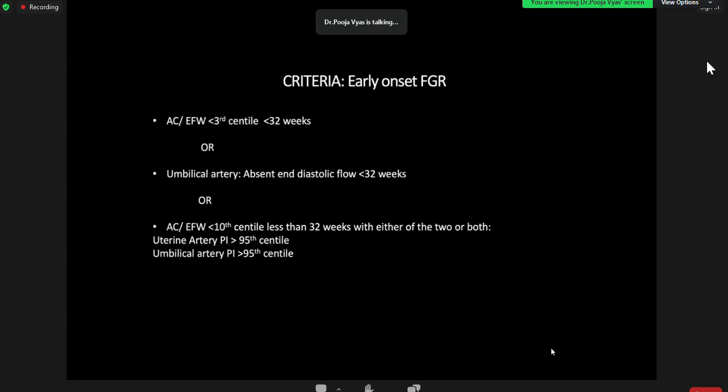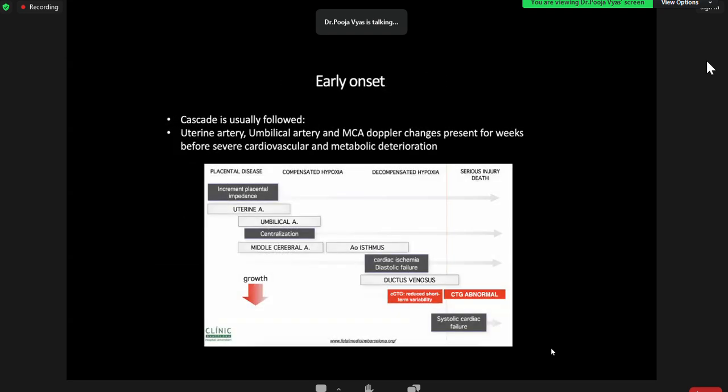The criteria for early onset FGR is weight or abdominal circumference less than third centile at less than 32 weeks, or the umbilical artery shows absent end diastolic flow less than 32 weeks, or the AC or the weight is less than 10th centile, along with high resistance flow in the uterine artery and high resistance flow in the umbilical artery. The cascade is generally first the uterine artery and the umbilical artery will start getting affected.